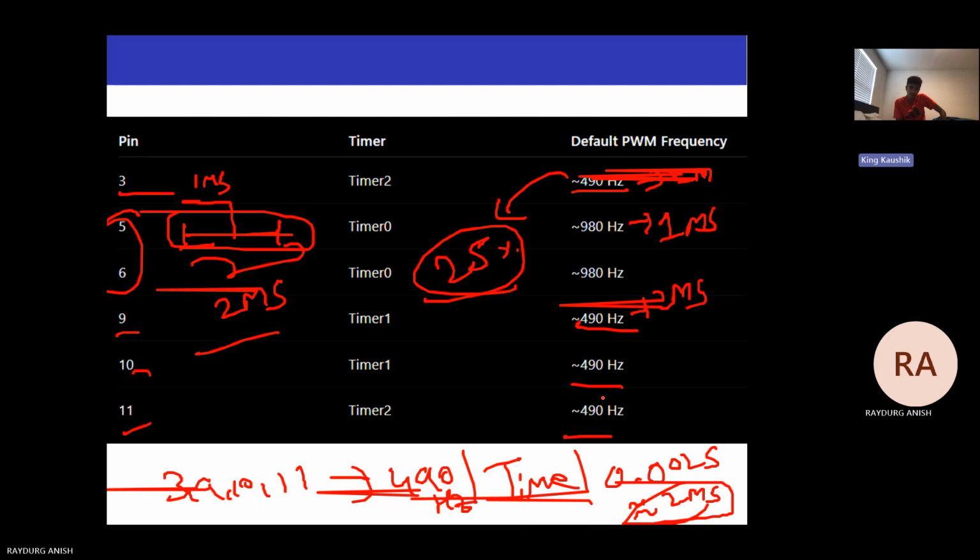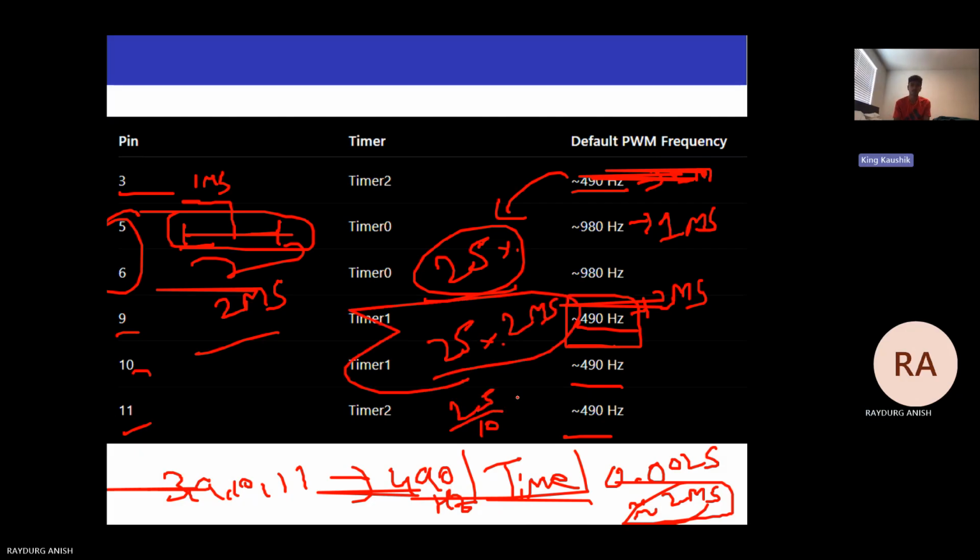It is on 25% of the time and off 75% of the time. In the case of 490 hertz, can you tell me how much time it is? Okay, so 25% of 490. Not 490, you need to consider it in time. I'm asking you in time, right? So 25% of 2 milliseconds. Exactly, that's going to be 0.5 milliseconds.